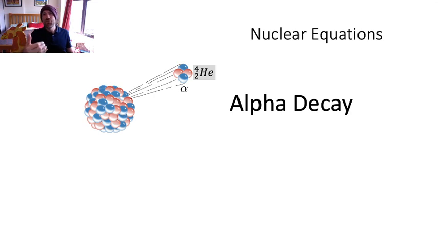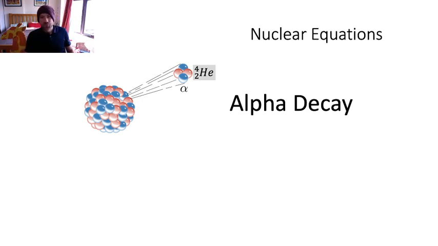Now that's 2 protons and 2 neutrons. This is why I've put the helium-4, 2 next to it, because that says there's 4 particles altogether in an alpha: 2 protons, 2 neutrons, and the 2 tells you how many protons there are. It's very like the information that's represented on the periodic table, where you get the atomic number and the mass number.